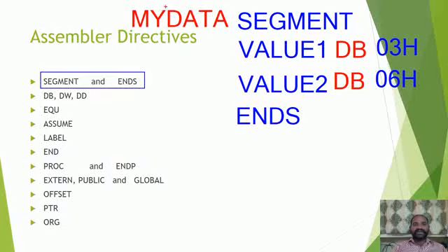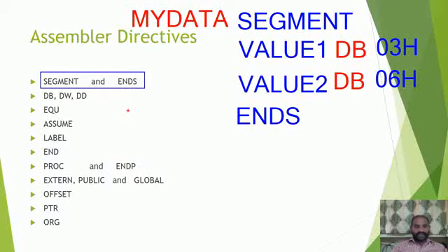The segment is starting somewhere, so the segment starts from here. In order to give one reference to your starting address, that is the start of the segment, I'm taking one label. We'll see that one, no problem. So my data is a name assigned to this particular segment, which explicitly says that this is the segment which should be there in the data segment. And I terminate the segment using ENDS.